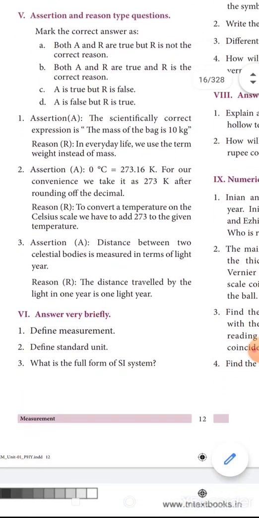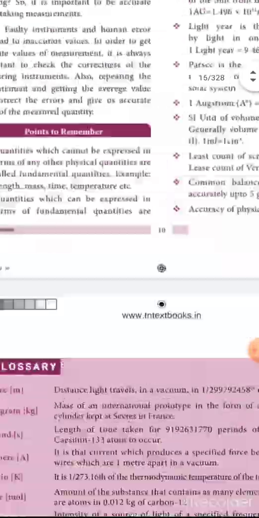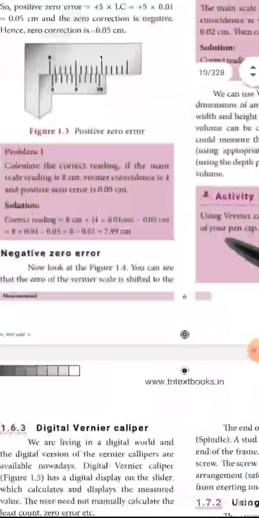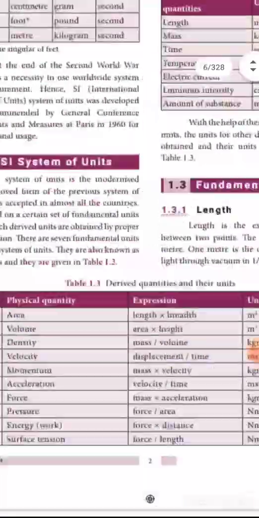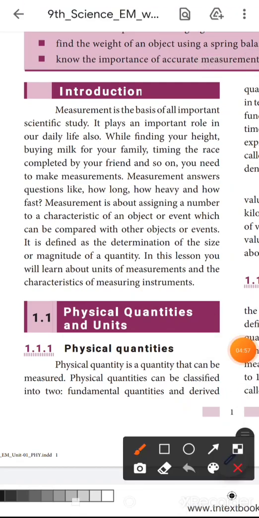Next, answer very briefly. Define measurement. Define measurement, page number 1. It is defined from the start, here, this is the first question, up to this point. Okay, 6th Roman, first question. It is defined as the determination of size or magnitude of a quantity, that is measurement. Okay.